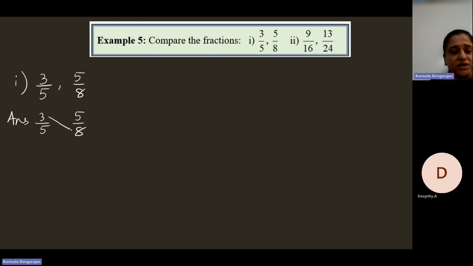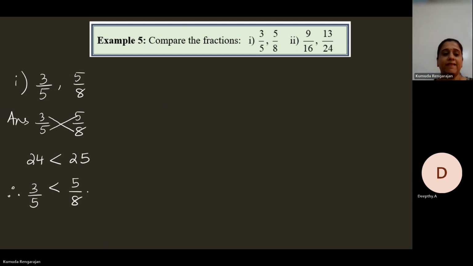Multiply like this. What is 3 into 8? 24. What is 5 into 5? 25. Now use the inequality correctly. 24 is less than 25, right? So that means the first fraction is less than the second fraction.